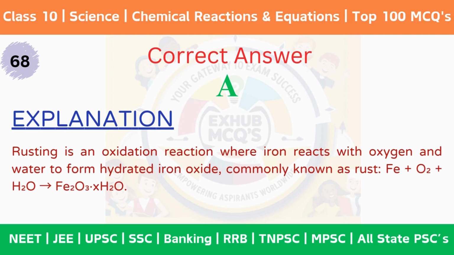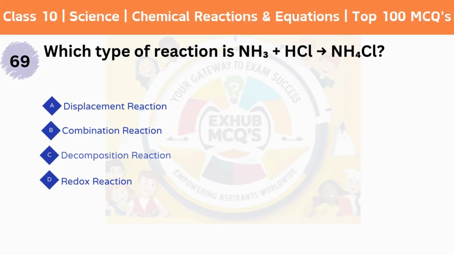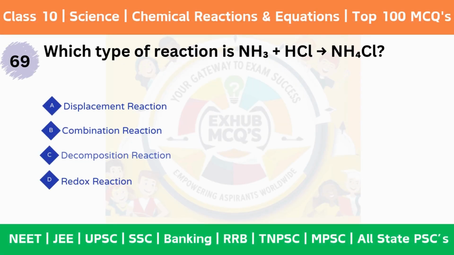MCQ 69. Which type of reaction is ammonia reacting with hydrogen chloride to form ammonium chloride? Option A, displacement reaction. Option B, combination reaction. Option C, decomposition reaction. Option D, redox reaction.